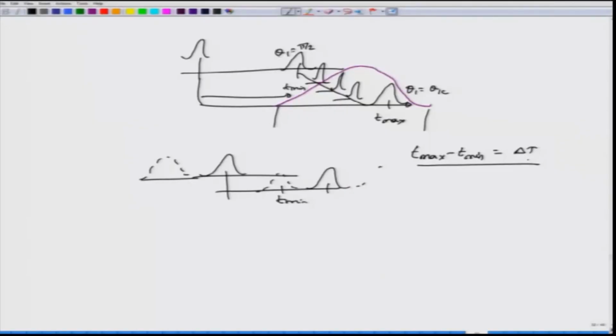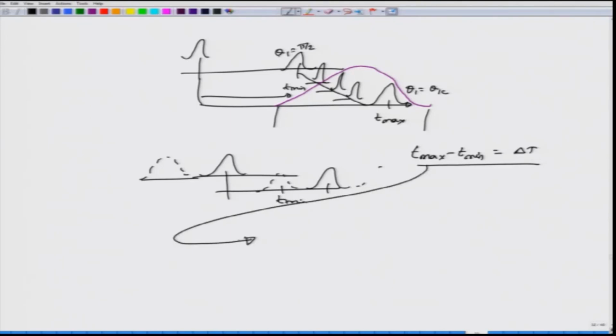Because this T max minus T min, which is essentially determining the amount of pulse broadening, is coming because of multiple modes, the same information carried by multiple modes of the fiber. This type of dispersion, which was very widespread in the 1970s fibers, is called intermodal dispersion. Intermodal means dispersion, or the difference in the velocity, giving rise to pulse broadening because of multiple modes in a multi-mode fiber.